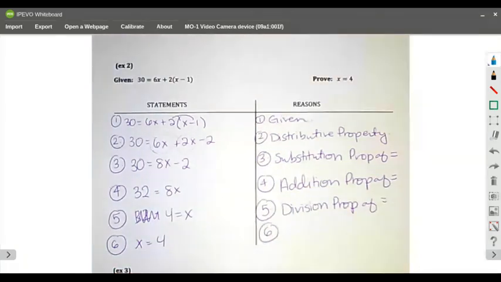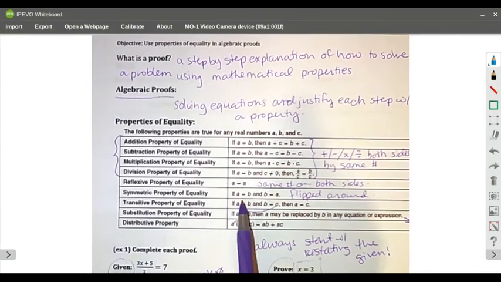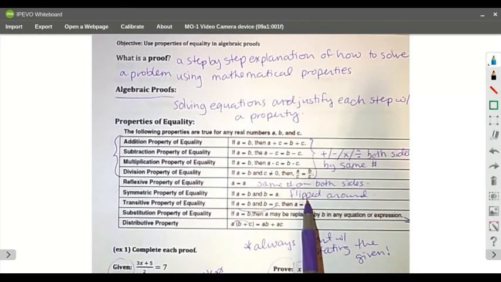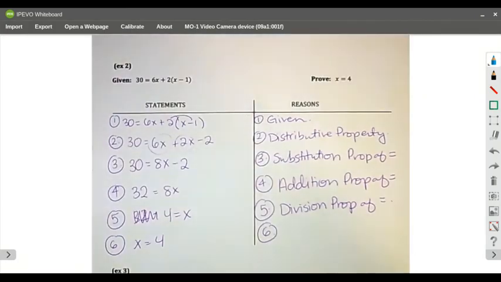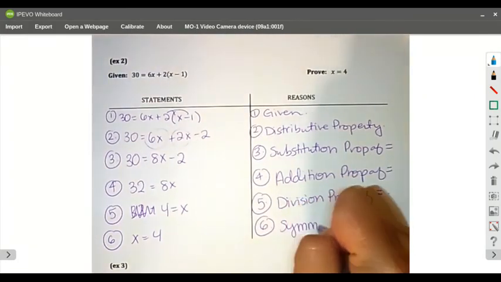And that's actually a property. So remember back in this chart, the symmetric property of equality. If A equals B, then B equals A. It's just flipped around. That's what this would be. So if you ever have to flip your last step, that's the symmetric property of equality.